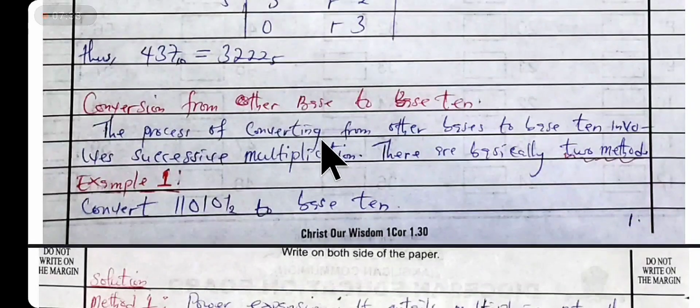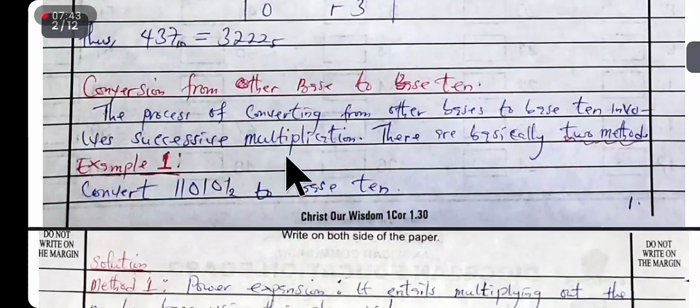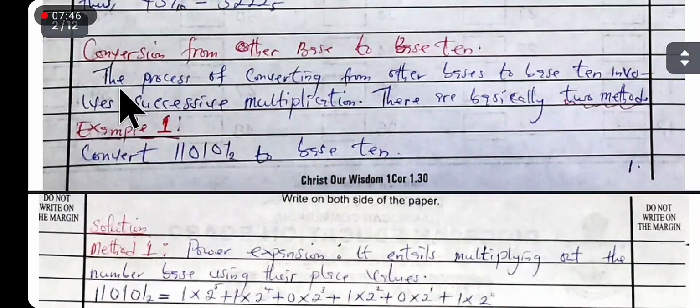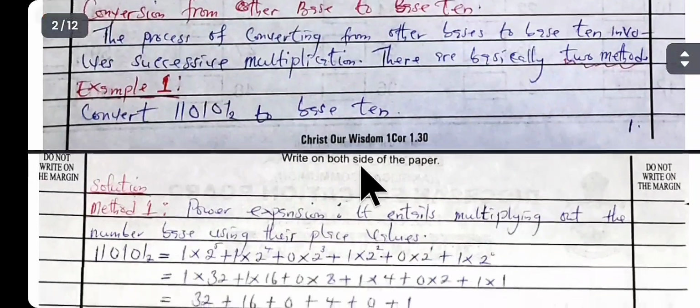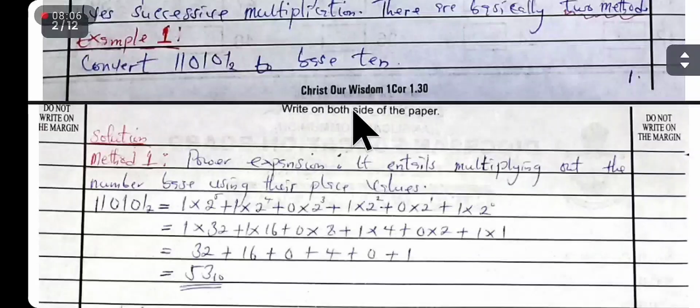Now if you are given another base apart from base 10, how do you convert it to base 10? The process is simple. The process of converting from other base to base 10 involves successive multiplication. There are basically two methods which we'll be looking at. I know many people always discuss one method. A lot of teachers use only one method, but I'll be showing you the second method here today, which is quite easy.